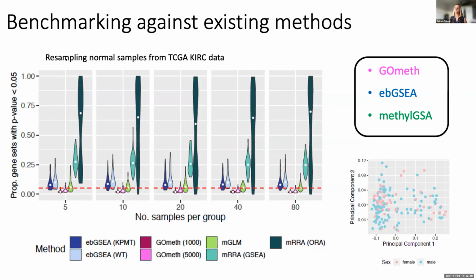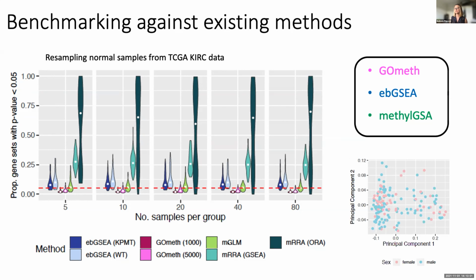So what we did was we took some normal samples from the TCGA kidney cancer data set, and we randomly sampled 5, 10, 20, 40, and 80 samples and put them into 2 groups, and then did differential methylation of these 2 artificial groups, where we don't expect to see any differential methylation or significant enrichment of gene sets. Then we calculated the proportion of gene sets with a p-value of less than 0.05. Again, we expect to see these violin plots below or around this red dotted line. What we were very happy to see was that GOMETH was really good at controlling the type 1 error or false discovery rate.